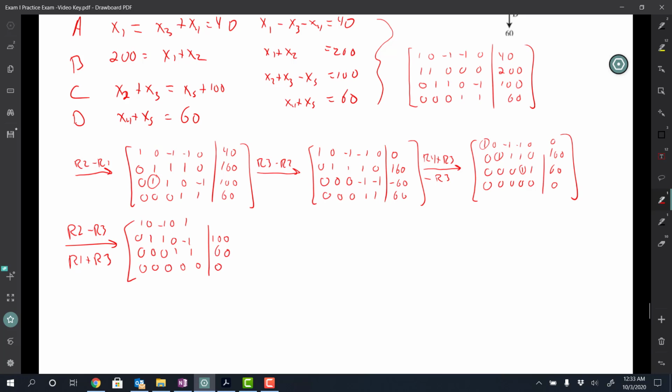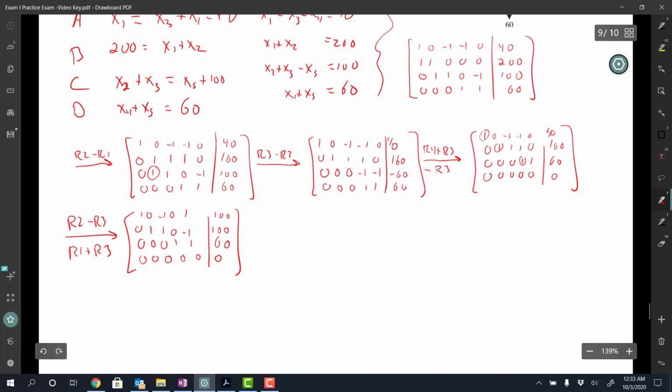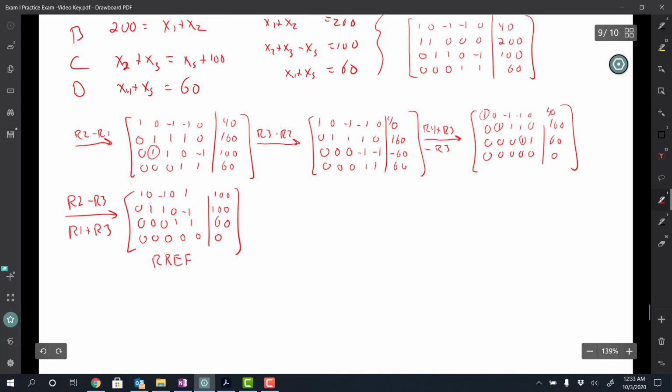Although I think I made a slight mistake here. I believe this should be 40, which means this should be 40, which means this should now be 100. So it looks like I lost a 40 along the way, but I think I've caught that issue. So now I believe I have my final augmented matrix in row-reduced echelon form. From here I can start writing out my solution.